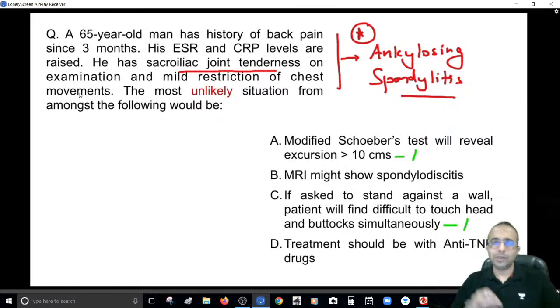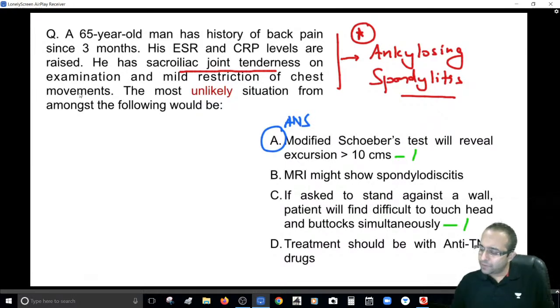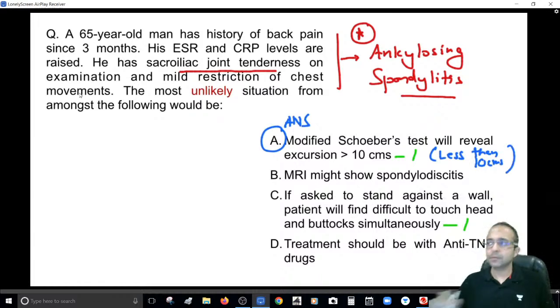Okay, so I'll tell you my answer here. I would go with what Ritesh has said, choice A. Fairly sensible enough, because let me tell you, the excursion here will not be more than 10 centimeters. It will be less than 10 centimeters. So in fact, all you need to be clear about here is how you do the Schober's test. But before that, let me just tell you how other options they are correct.